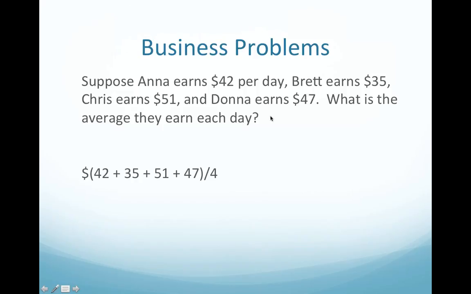Okay, so let's look at it. With an average, you always have to add everything up and divide it. That's what an average is always about. We compare quantities through division. We do your grades the same way. You add all the grades up and then divide them by the number of grades, and that gives you an average grade. So here we've got 42, 35, 51, 47. We add all those numbers up, divide by 4, and that's your average: 43.75.